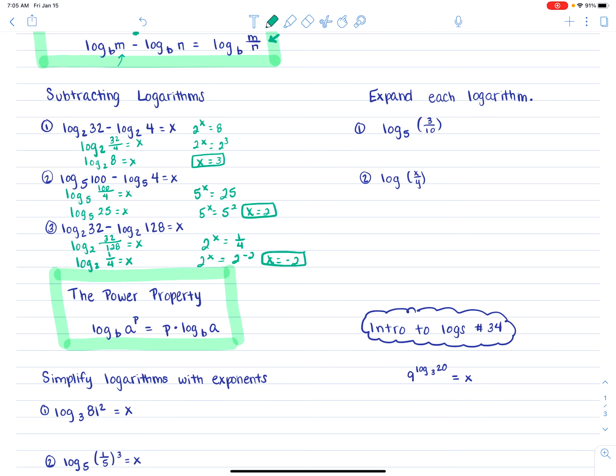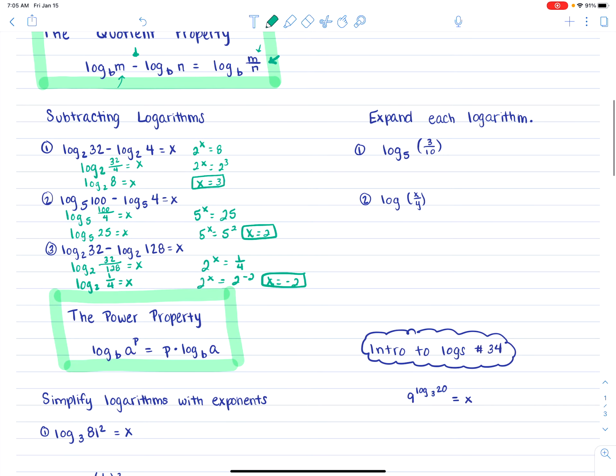All right, now, sometimes it's helpful to also know we can go the other way and expand it. So if I have log base 5 of 3 divided by 10, I can say that's really log base 5 of 3 minus log base 5 of 10. All right, if I have log of x divided by y, remember that just means the base is 10. I don't have to write it, but I have log of x minus log of y, okay?